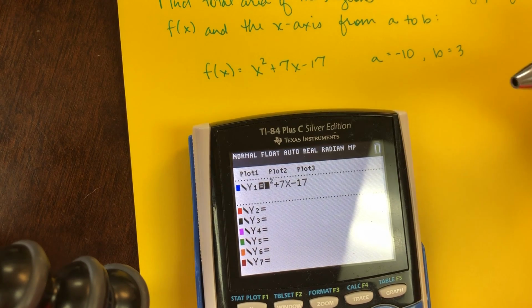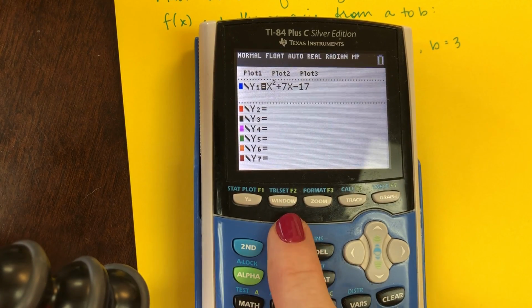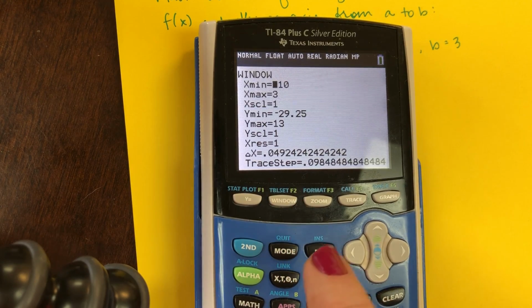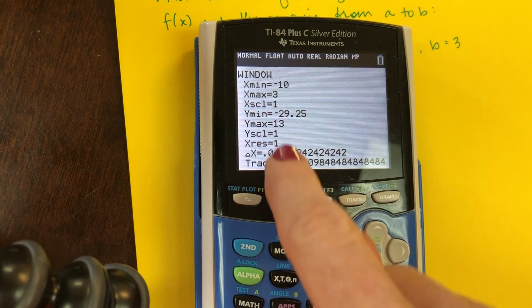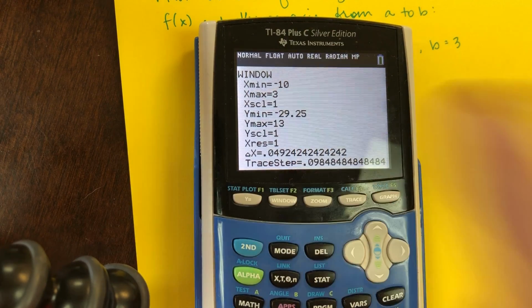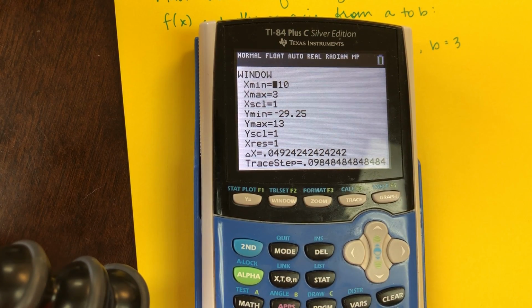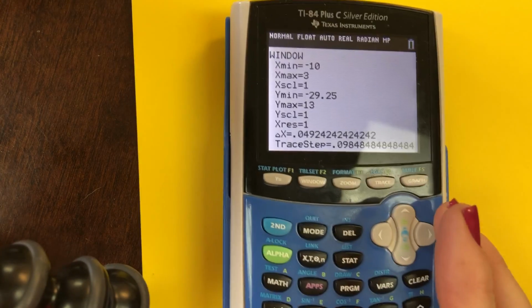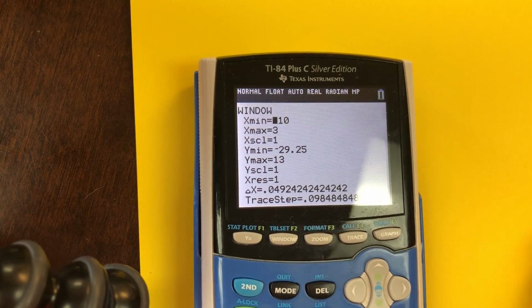Now, this next part is critically important. If you don't remember this, everything from here on out will be a complete unnecessary battle. So this next step is critical. You have to remember it. You're going to hit your window key. This lets you set the viewing window for the XY axis when you actually graph this. And we're going to use the window key to our advantage a little bit.